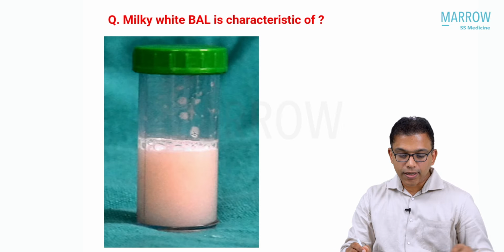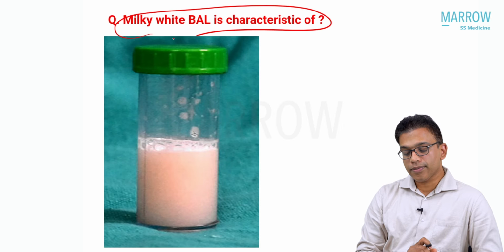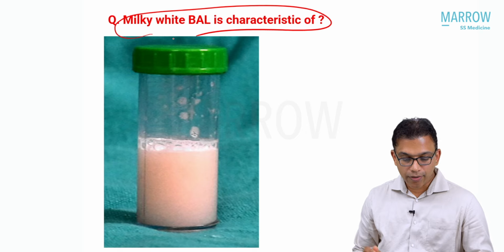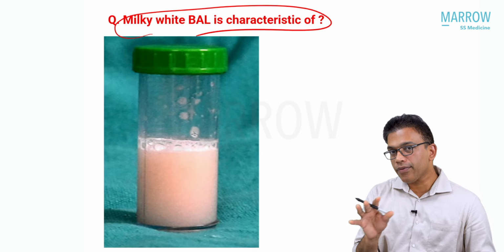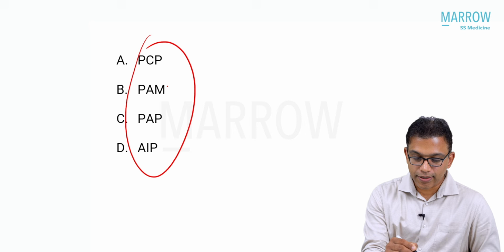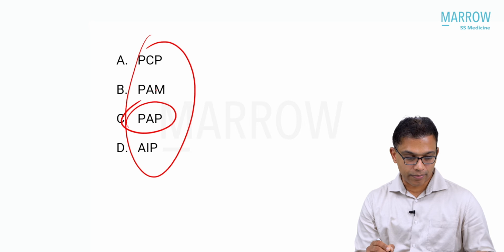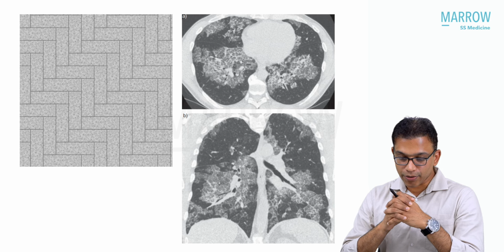So the next question is: milky white BAL is characteristic of what? So this is the image. I don't know whether they have given the image or not. For your understanding, I have kept that image. So the question was basically something like milky white BAL, and these were the options, I think, and the answer is pulmonary alveolar proteinosis. So again, this was discussed in the module on pulmonary alveolar proteinosis.